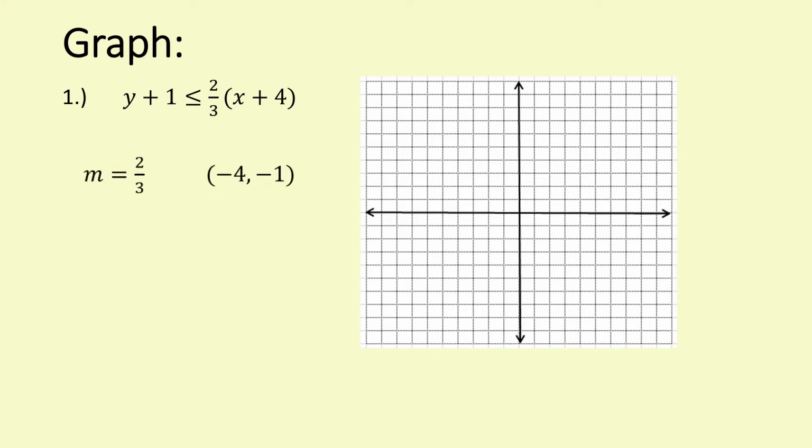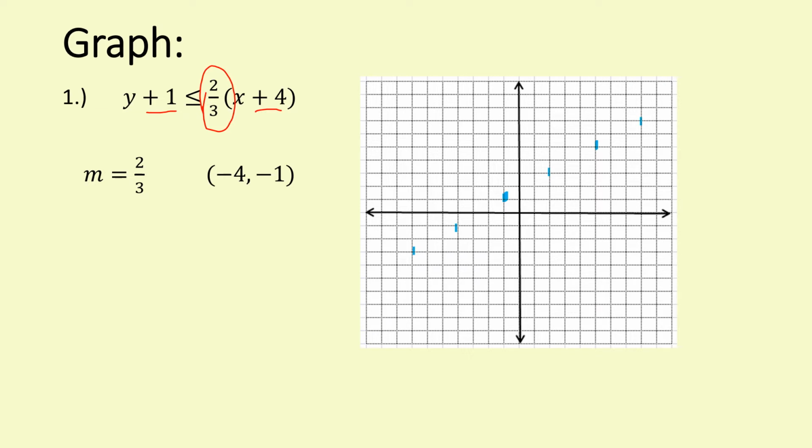Okay, so we look at this. This is in point slope form. We can pick out the slope as 2/3, and the opposite of both these numbers for the point, -4, -1. All right, let's go ahead and graph this line. So we're going to start at that point, -4, -1, and then move based on the slope, up 2/3. All right, that gives us our line.